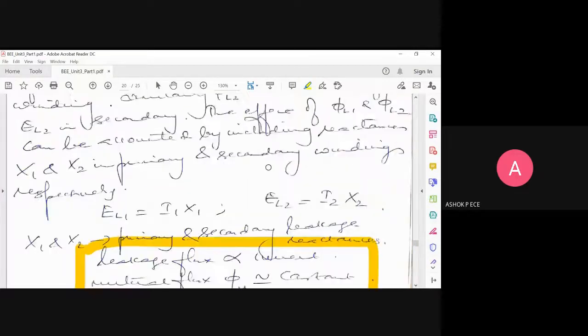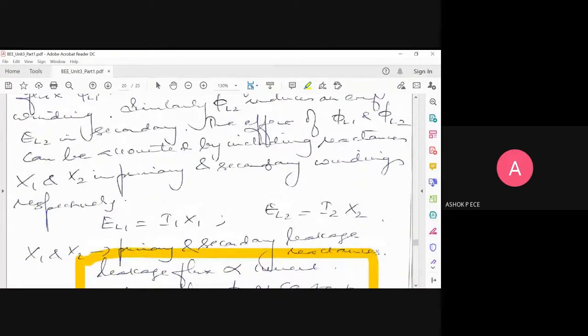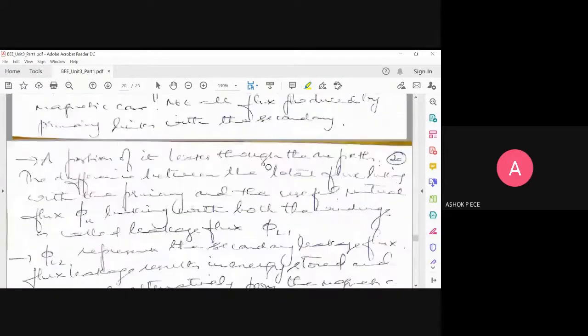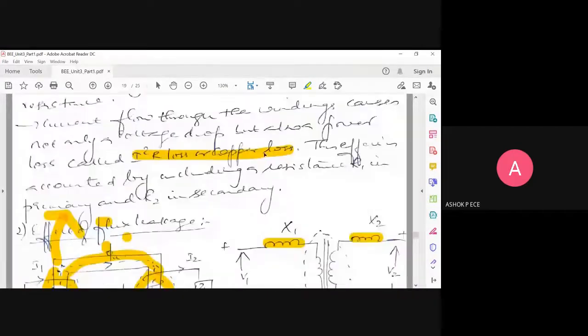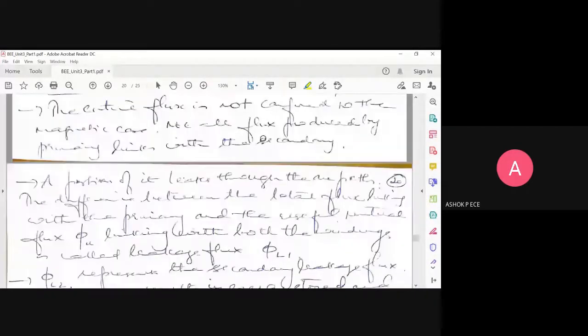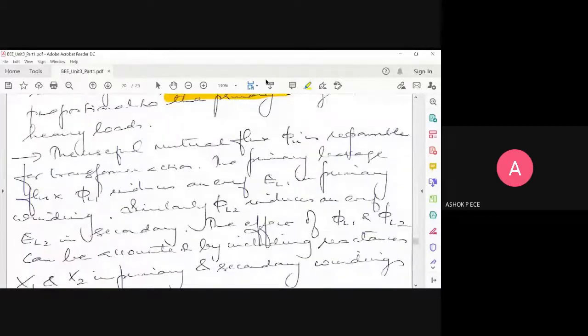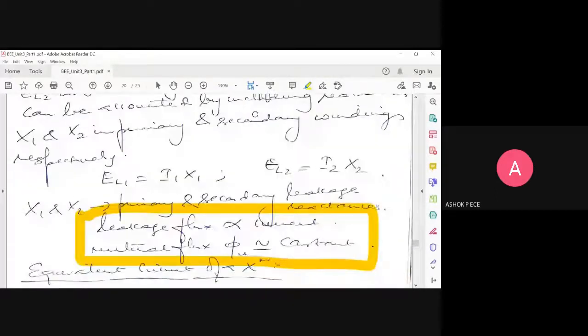Any doubt in this? See, ideal transformer, just two windings you will represent and finish it off. But practical transformer, you see how many difficulties we have in establishing the case. So we have to account for the power loss of the winding. We have to account for the leakage flux.